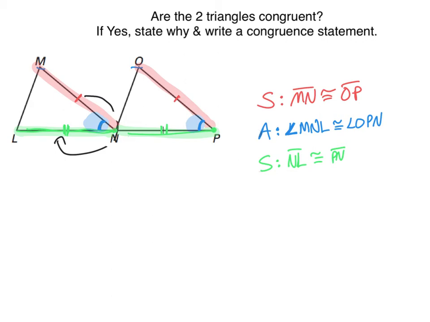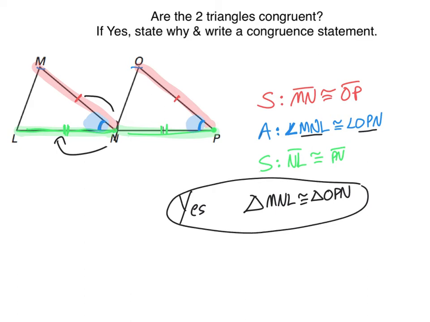And now I will make my congruent statement. I write yes, they are congruent, triangle. And if you use 3 letters for your angles, that should end up being the triangles too. MNL is congruent to triangle OPN. There we have it. Yes, they are congruent. This one is done.